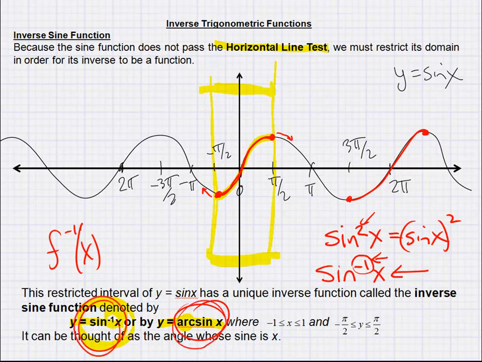So the arc notation is used as well. But you need to be familiar with both. Your textbook uses both. Most textbooks use both notations.